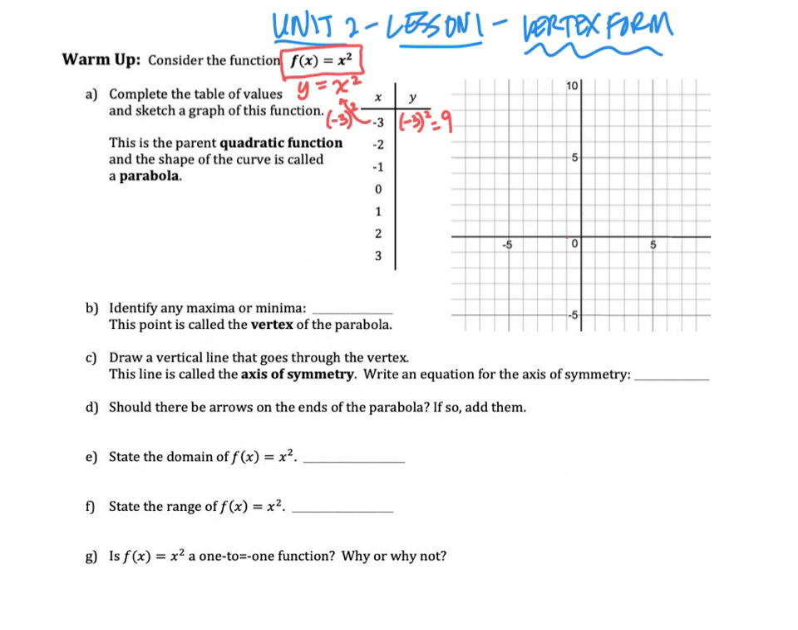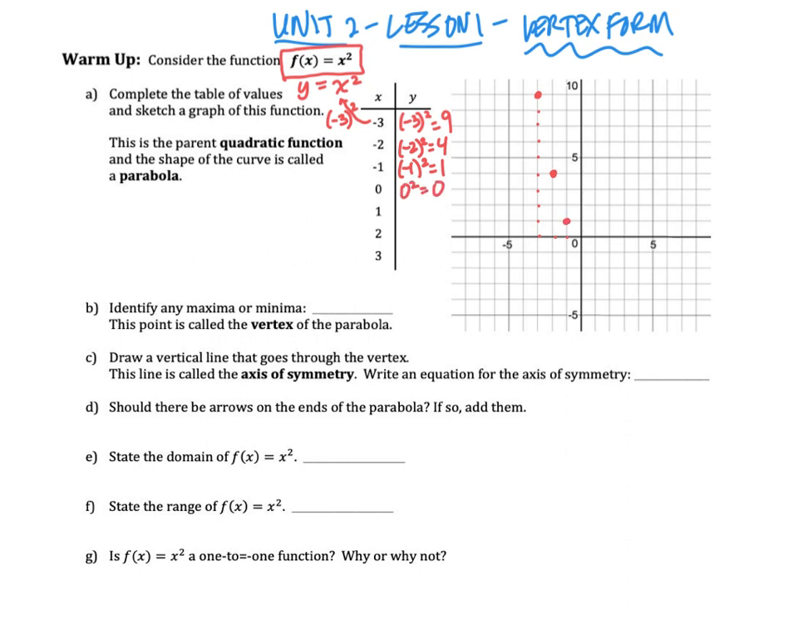So if we went to the left, 1, 2, 3, we went up, 1, 2, 3, 4, 5, 6, 7, 8, 9. So that is where the first point would be. Continue that in our table. We're going to plug a negative 2 into the function. So it's negative 2 squared, which is 4. Graph that. Negative 1 squared, which is 1.